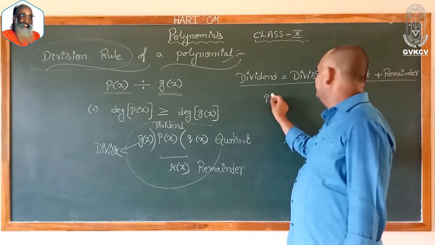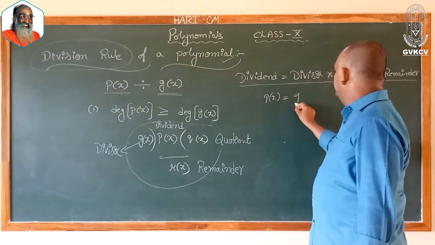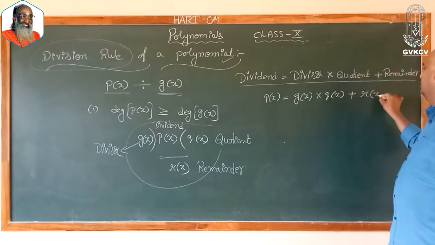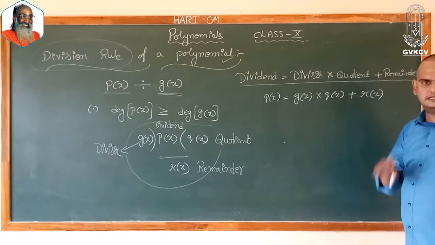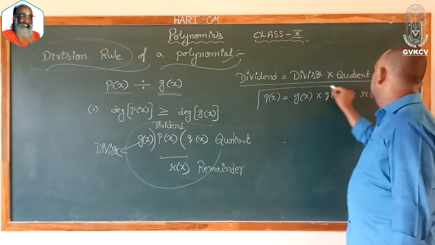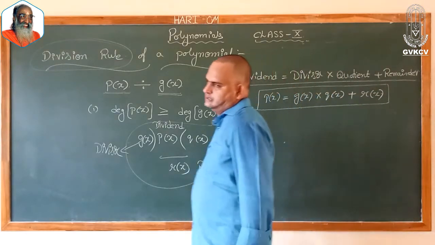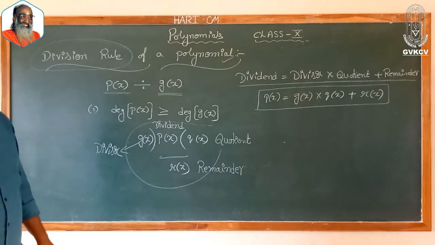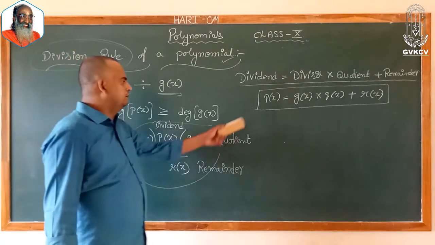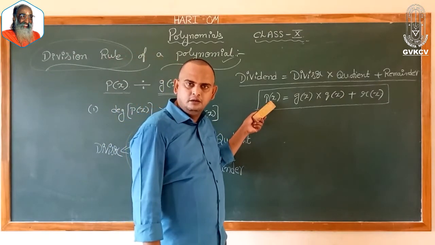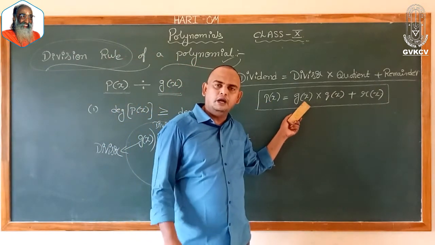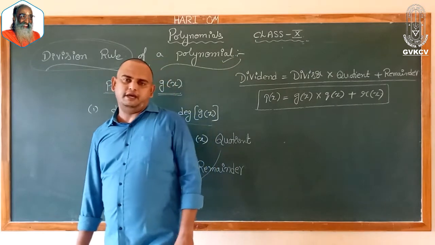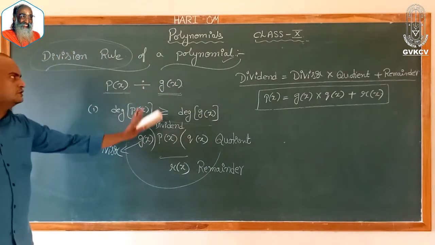Means P of x, when we divide by G of x, we have the quotient Q of x and also the remainder R of x. This is the division rule between the polynomials. Dividend is equal to divisor into quotient plus remainder. P of x is a polynomial. We are dividing by G of x. While dividing, we have quotient Q of x and also remainder R of x. Now, this is the concept of the division rule of a polynomial.